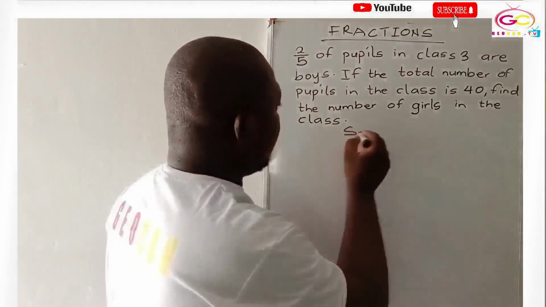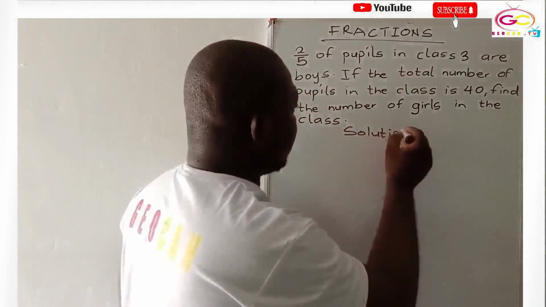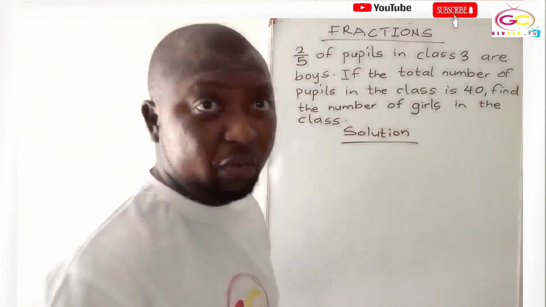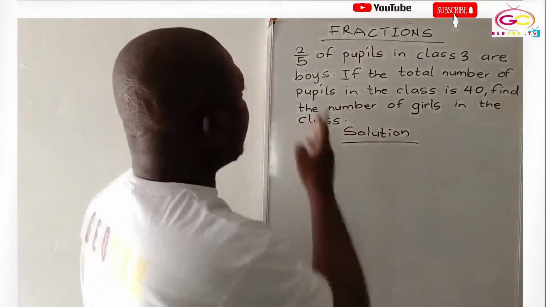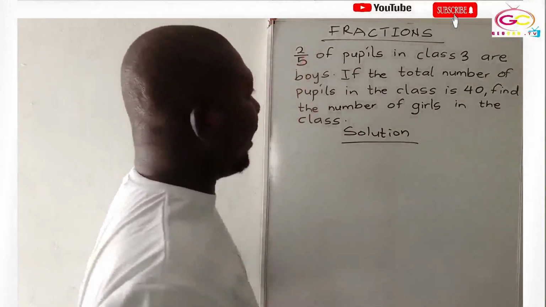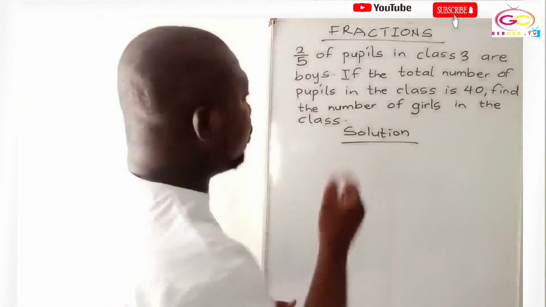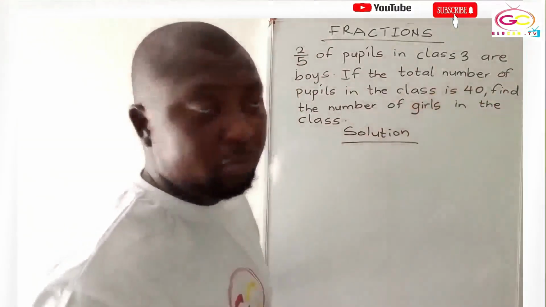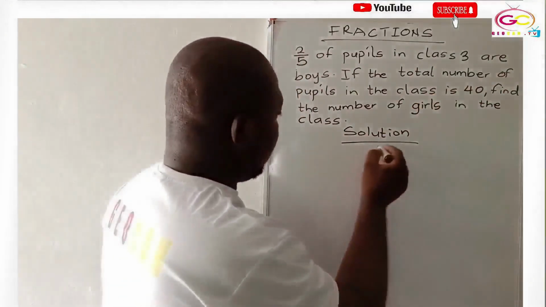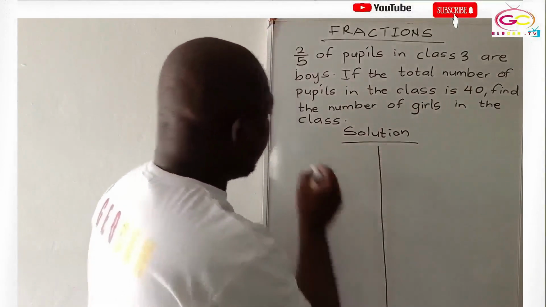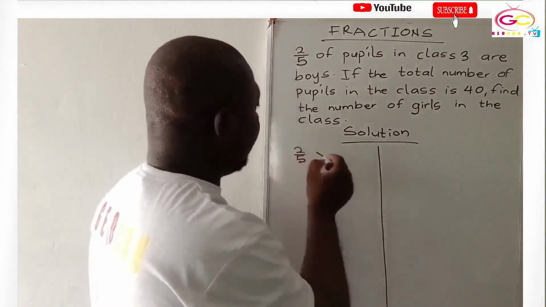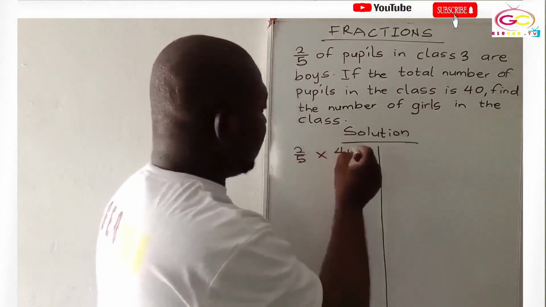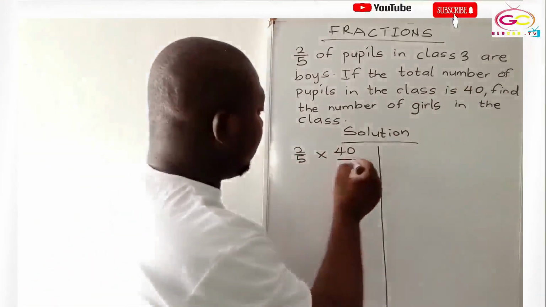Good. We have our solution. Solution simply means how you solve it, right? Good. Now, so what do we have? 2 over 5. That's the number of pupils who are boys. So 2 over 5 of what? Of the total number of pupils in the class, which is 40. So let's divide it into 2. So we have 2 over 5 times what? 40, which is the same as 40 over 1.